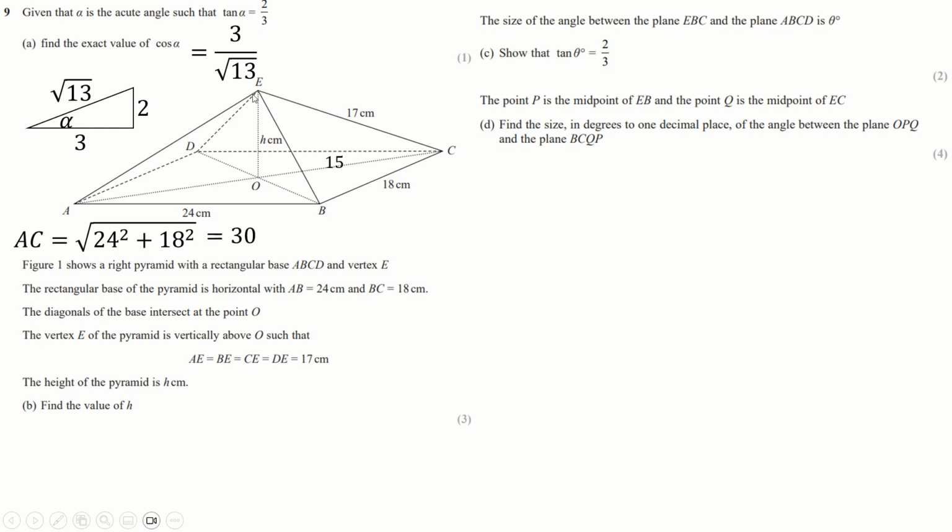And then, looking at this triangle here, we can do some more Pythagoras: the square root of 17 squared minus 15 squared. If you don't just recognize the 8, 15, 17 triangle, you're a bit of a pleb. But anyway, h is going to be 8 for that answer there.